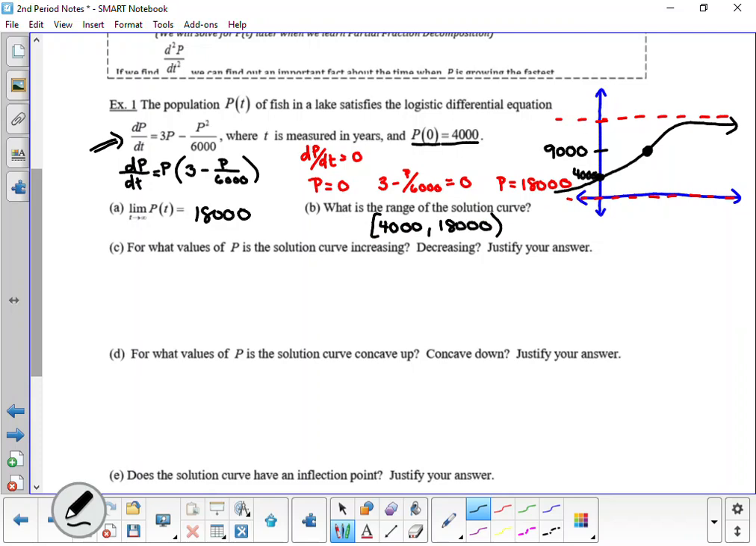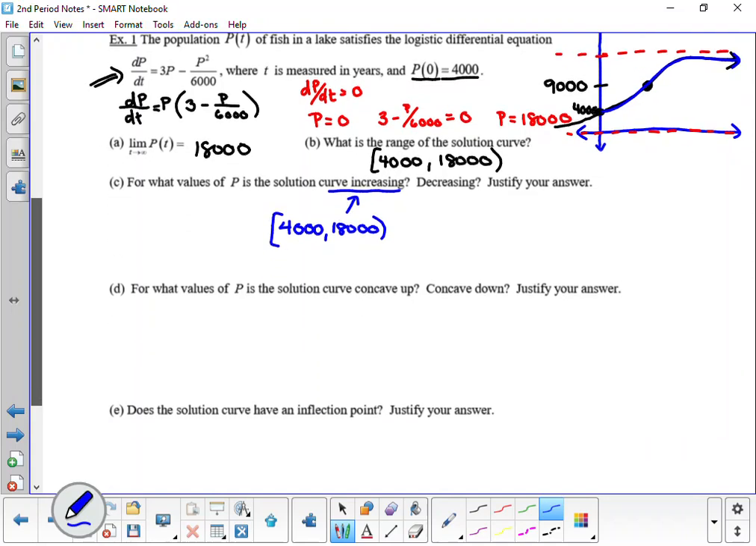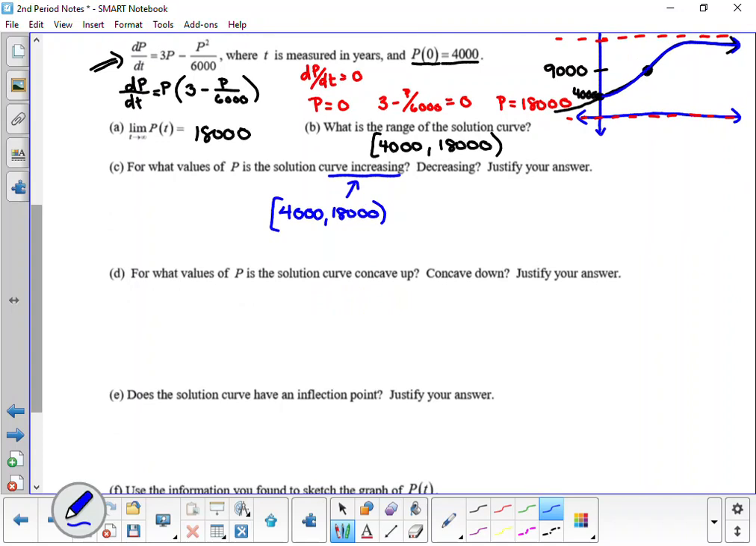It's our initial condition. For what values of p is the solution curve increasing? Well, the whole way it's increasing, right? The whole way here. So we're going to say increasing from 4,000 to 18,000. And these are values of p, not values of t. We're always going to work with p values for logistics. For what values of p is the solution curve concave up? Since you know the point of inflection, you should be able to tell me where it's concave up. 4,000 to 9,000.